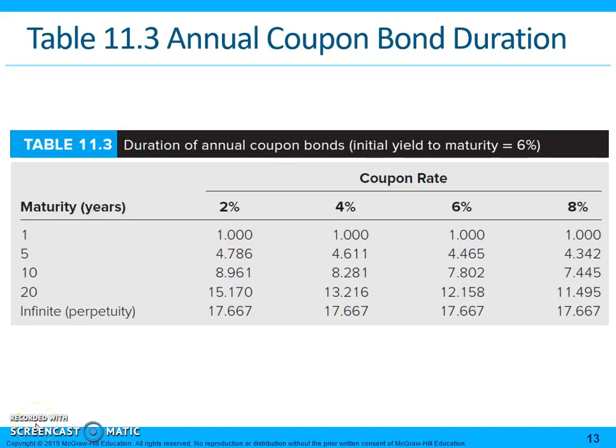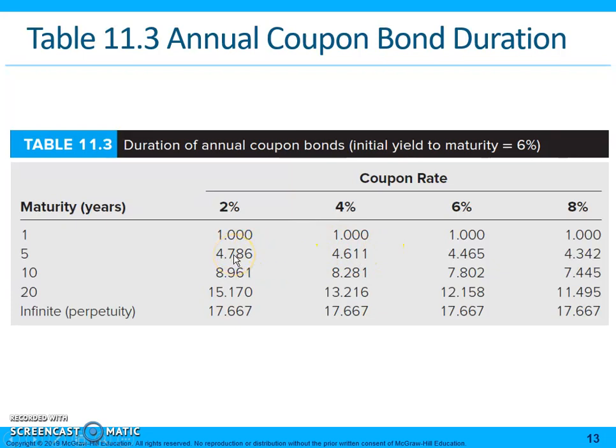Okay, so Table 11.3 shows a relationship from annual coupon or coupon rate and bond duration. And these bonds are all calculated with a 6% yield to maturity. So 1 year bond, doesn't matter what the coupon rate is, since it's an annual coupon bond, the duration is not going to change no matter what happens to the yield to maturity.